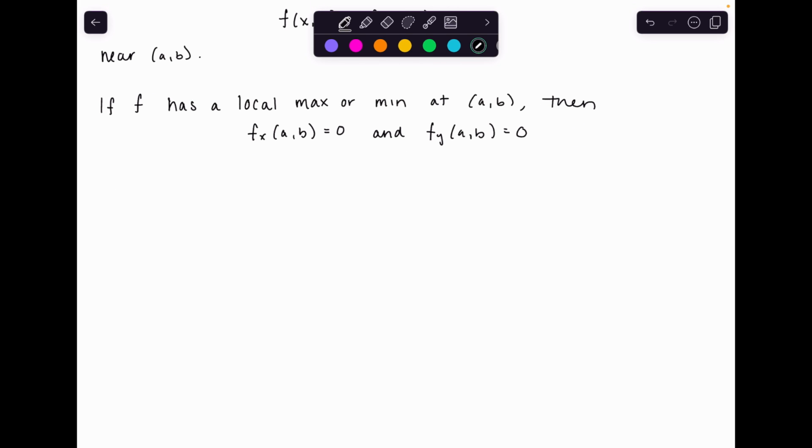So picture-wise, what we've got going on here is some surface, and maybe our surface does something like this. It's kind of bell-shaped.